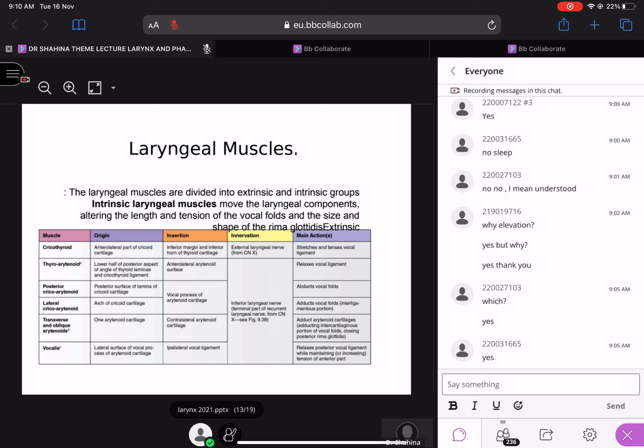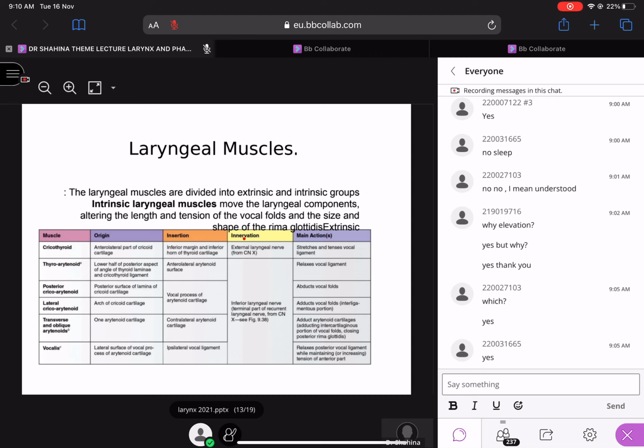Now this is the table shown here, where you can see the origin, insertion, nerve supply, and main action. Now here you can notice one thing. These are the muscles we will see now. I'll show you now. I will first talk about the nerve supply here.